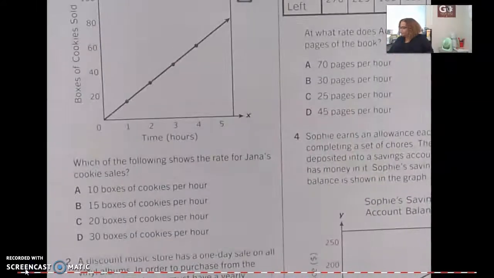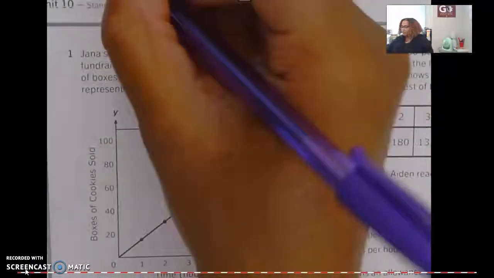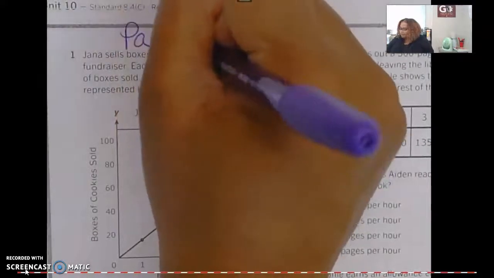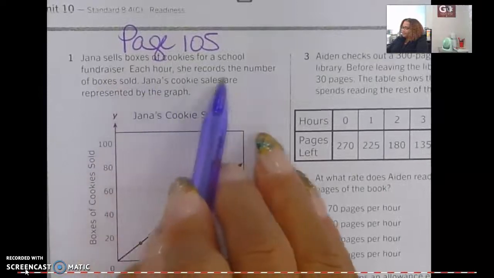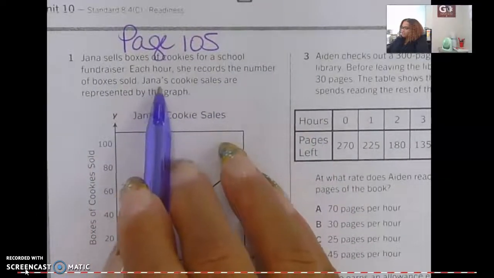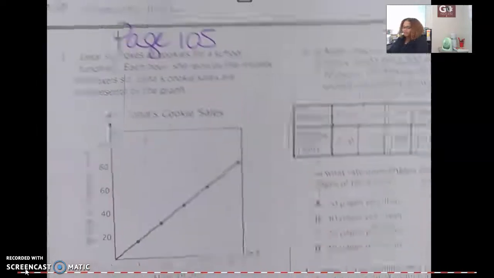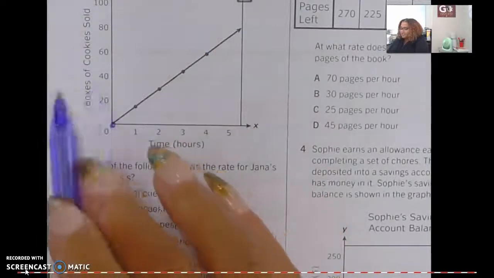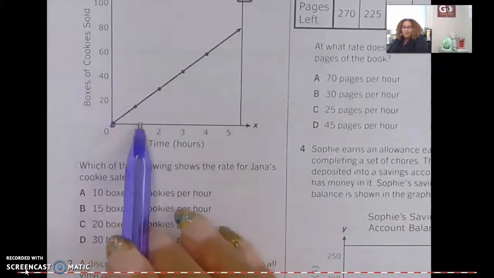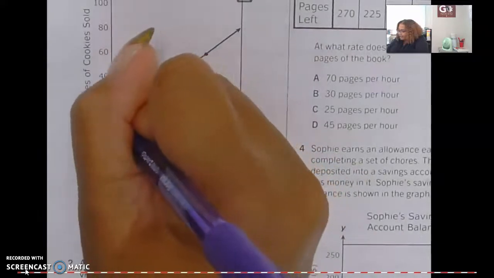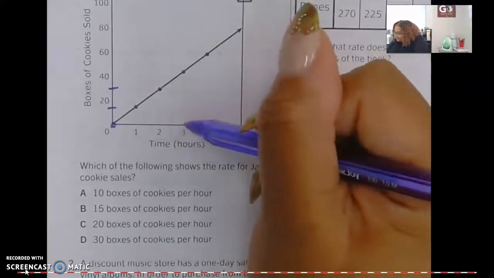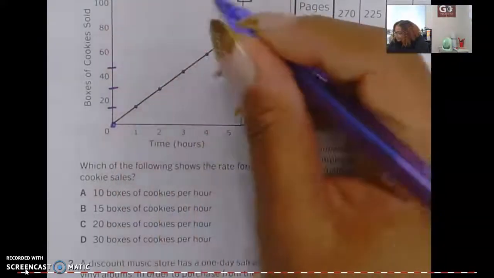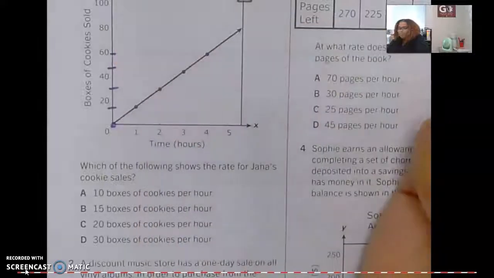All right, so we're going to go to number 1 on page 105. It says, Jana sells boxes of cookies for a school fundraiser. Each hour, she records the number of boxes sold. Jana's cookie sales are represented by the graph. This is proportional. Obviously, after 0 hours, she sells 0 cookies. Here, if you run and jump, this is 1 and a certain number of cookies, 2 and a certain number of cookies, 3 and a certain number, and 4 and a certain number of cookies.